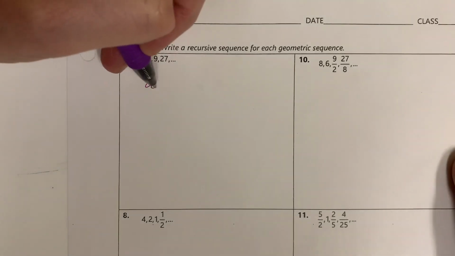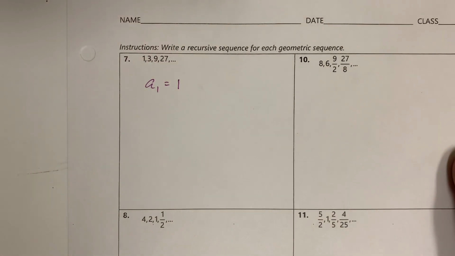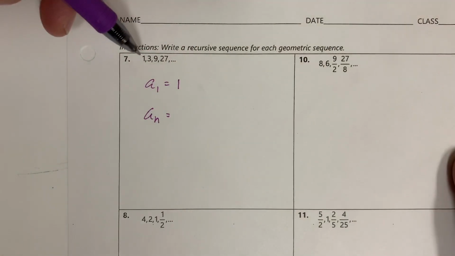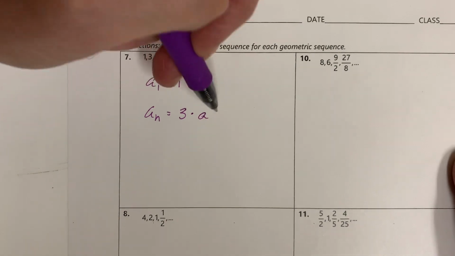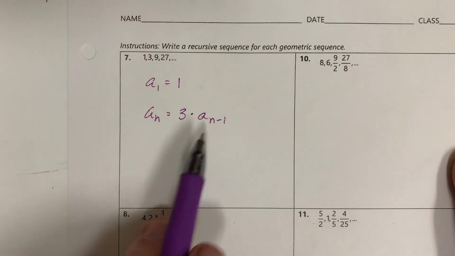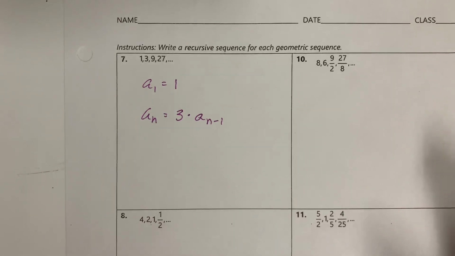There are 2 pieces of information you need for a recursive sequence. The first thing you need is the first term, and the first term is just 1. That should be given to you if you're given the sequence like this. Now you have the explicit form, a sub n is equal to, and you're multiplying the previous term by 3 to get the next one. So you're just going to say 3 times a sub n minus 1. A sub n minus 1 just means the previous term. To get the next term, you just multiply the previous one by 3. That's really all it is to it.